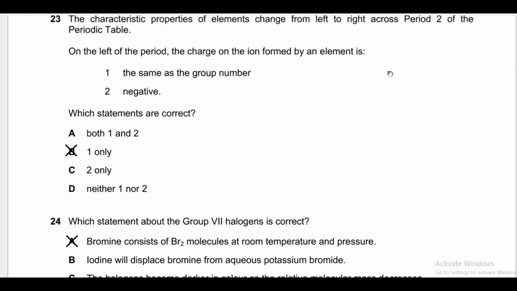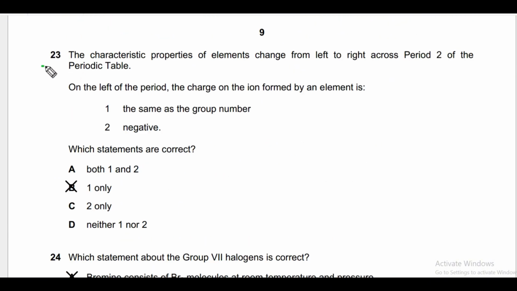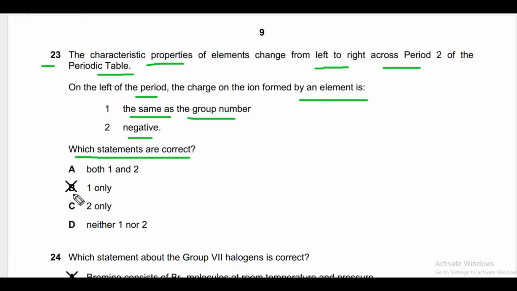Number 23. The characteristic properties of elements change from left to right across period 2 of the periodic table. On the left of the period, the charge on the ion formed by an element is the same as the group number, and on the right it is negative. Which statement is correct? So B is the right answer, only 1, not negative, because it is the same as the group number.